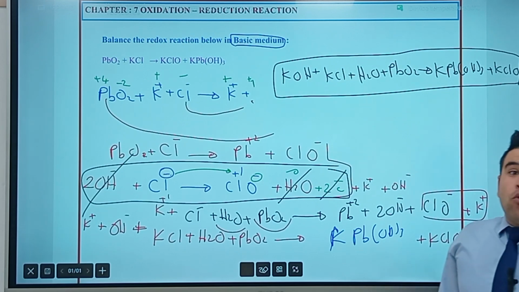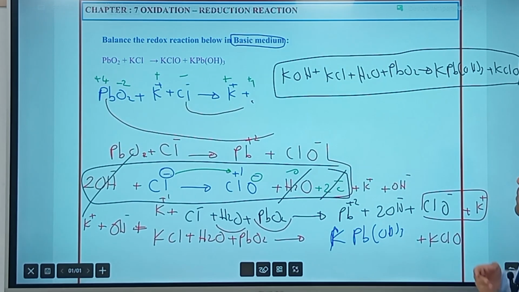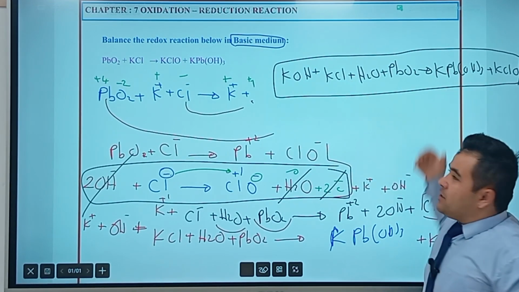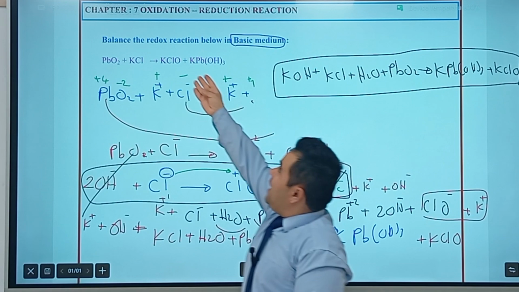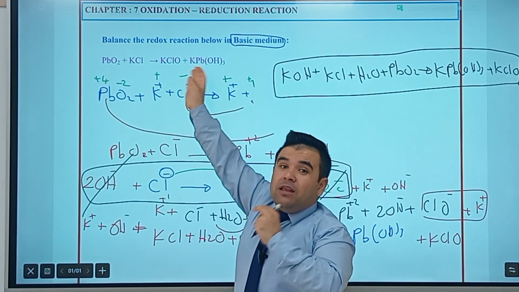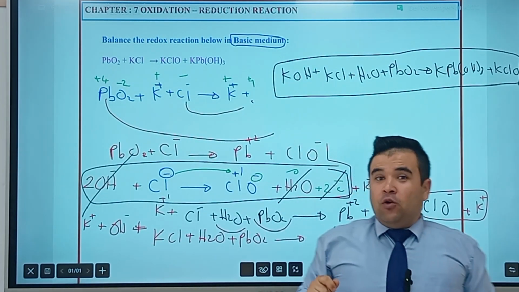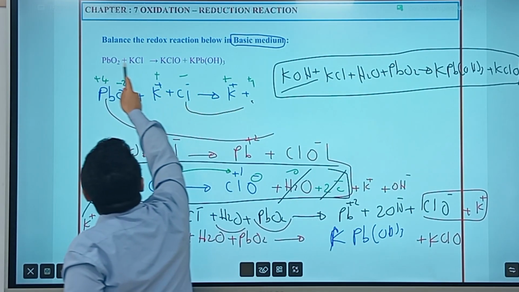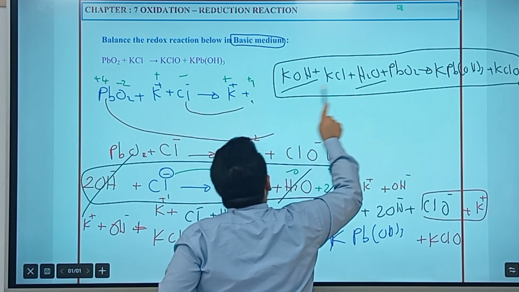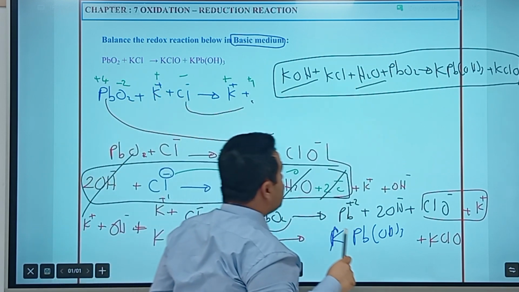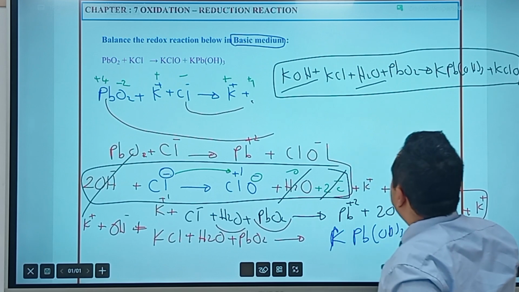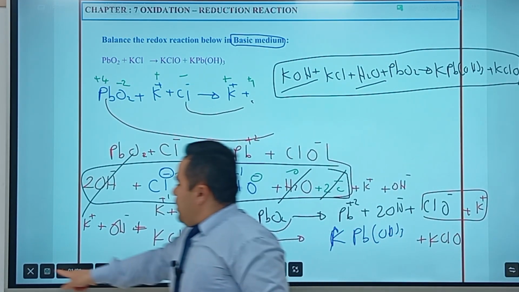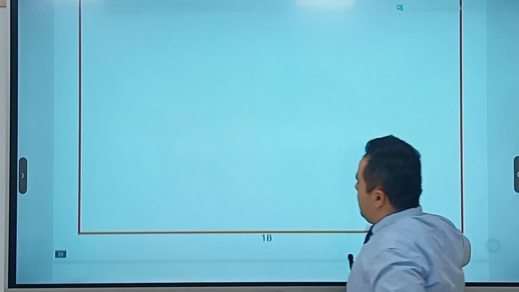That's the balanced reaction. This is somewhat tricky because some new reactants and products appeared which did not appear in the main or the formula equation, like what? KOH in the reactant appeared, but here we do not have KOH. H2O as well appeared in the reactant. Here we do not have H2O in the reactant, which appeared in the balanced equation. That's how we balance the reaction in the basic medium, guys.